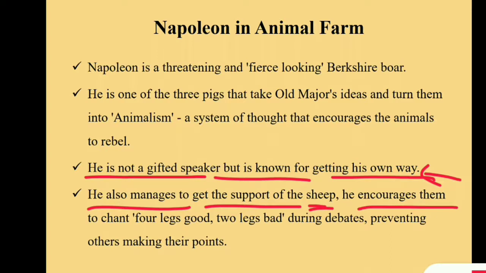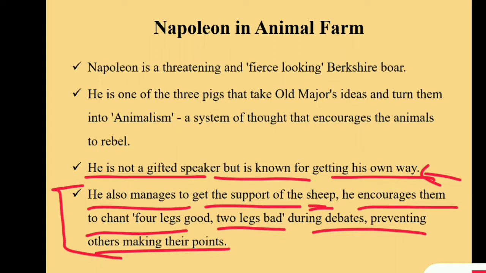He encourages them to chant "4 legs good, 2 legs bad" during debates, preventing others from making their point. Here, when others used to put forward their ideas, it is the group of animals who were encouraged by Napoleon. They used to speak these lines, okay, "4 legs good, 2 legs bad," and others' voices were unheard. Others' voices were suppressed. This is what Napoleon did when he was in power. That is what is being reflected here.